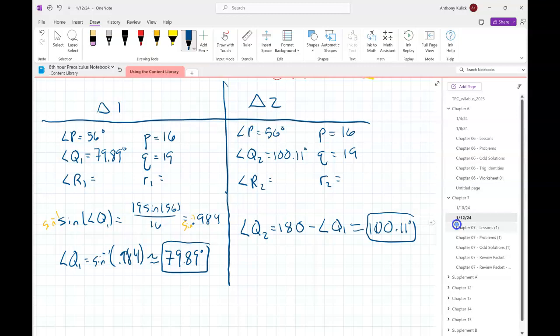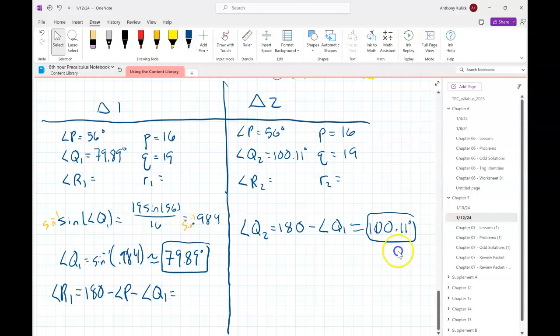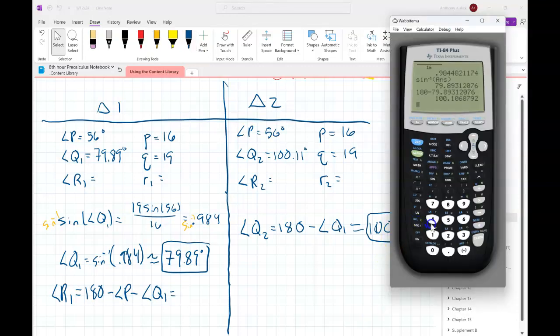Is everybody okay to hear? I'm going to switch back to triangle 1 now. Notice in triangle 1, I know 2 of the 3 angles. To find the third angle, that's easy. I can just do 180 minus angle P minus angle Q1. Back to my calculator, I do 180 minus 56 minus 79.89. So I get 44.11.